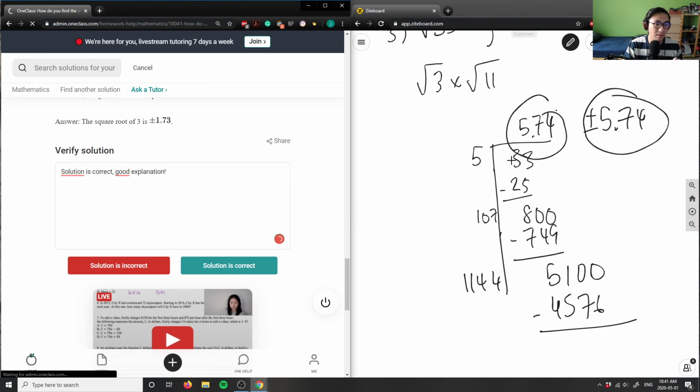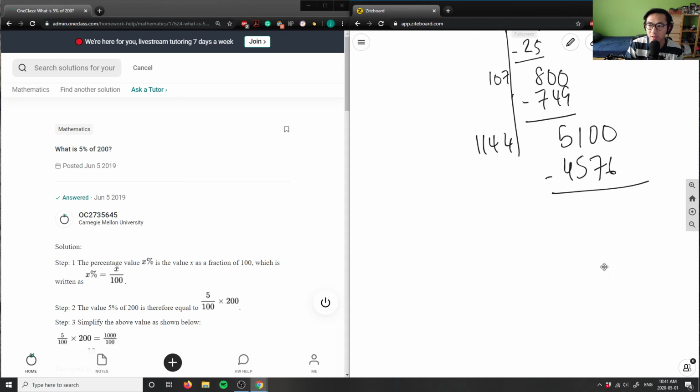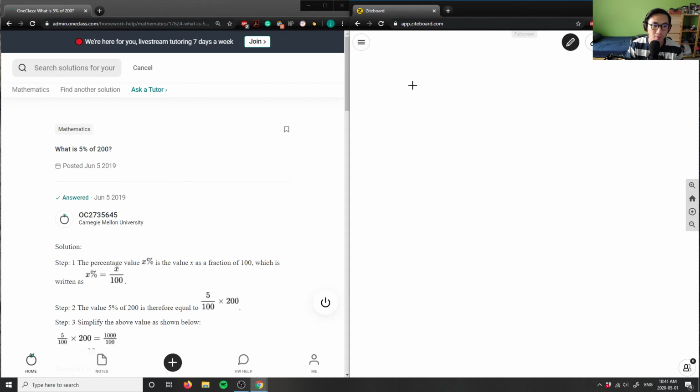Solution is correct. And then finally, I believe this will be my last problem of the day. It will be number 4, which is: what is 5% of 200? In order for us to solve this problem, I'm going to have to change the percentage into a decimal, right?